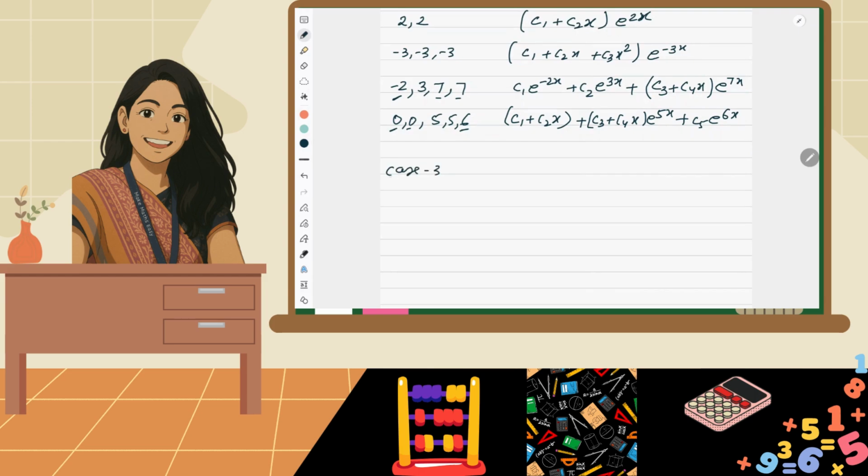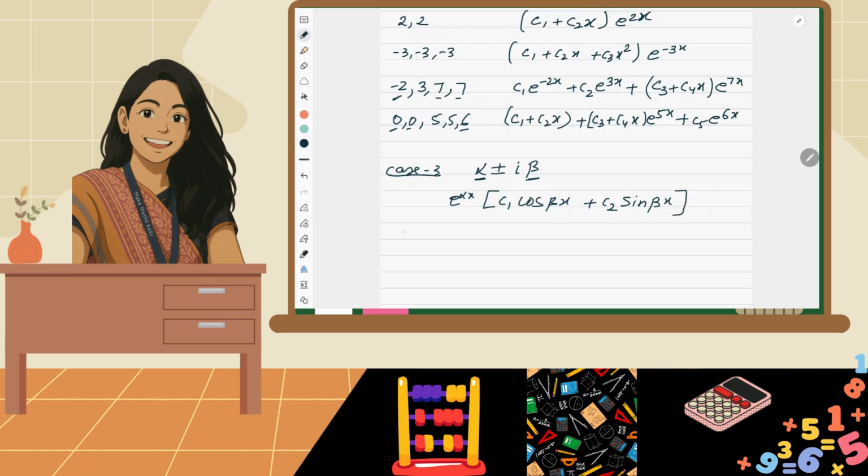Now case 3 is your complex roots. Suppose your roots are alpha plus minus i beta. So how will you write down the CF? CF will be e to the power alpha x, meaning the real part, in bracket c1 cos of beta x plus c2 sin of beta x.